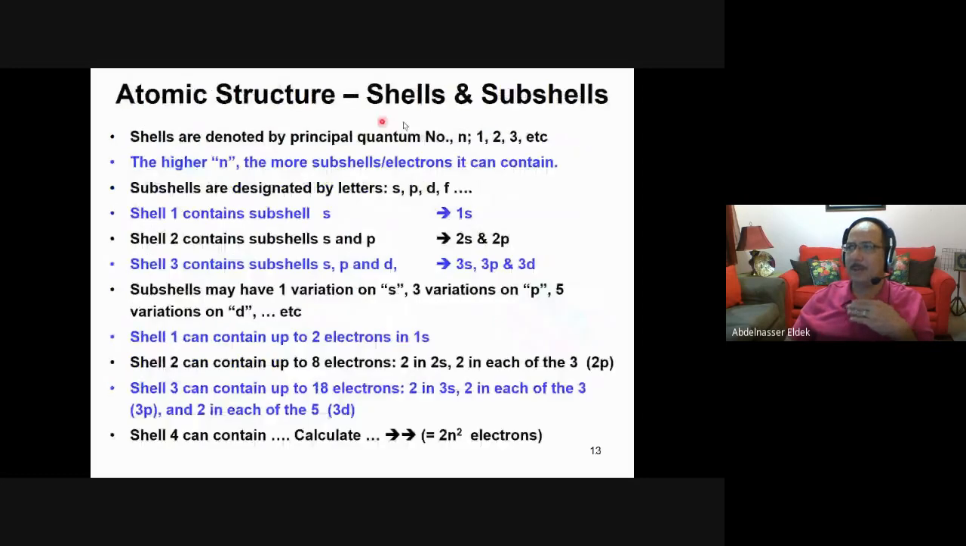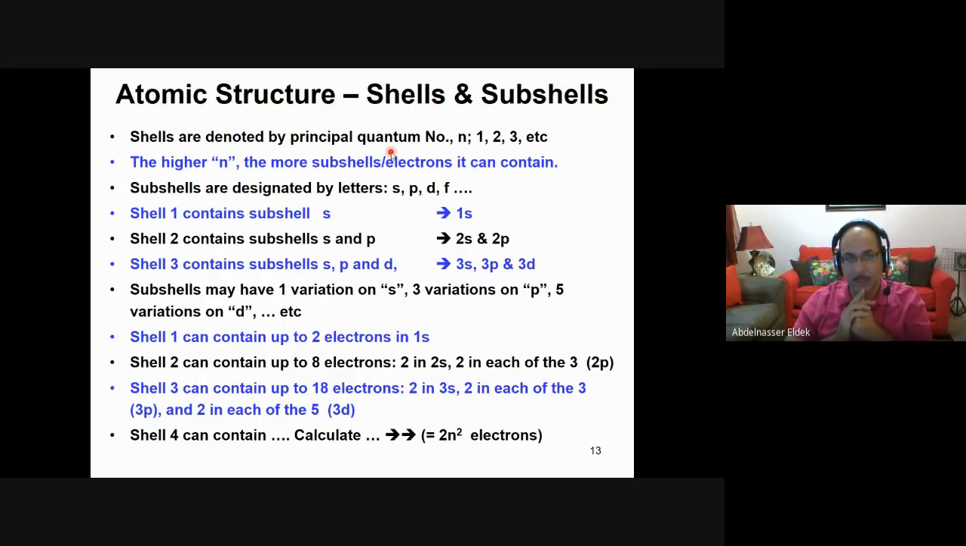So how it works, this slide here is a little bit complicated, because if you have, for example, a shell, each shell has a number. So we have shell number 1, shell number 2, shell number 3, 4, and this depends on what we call it here, the principal quantum number, or the amount of energy in the shell. So when you have a higher number, we have a higher energy. So shell number 1 is lower than shell number 2, lower than shell number 3, and so on.